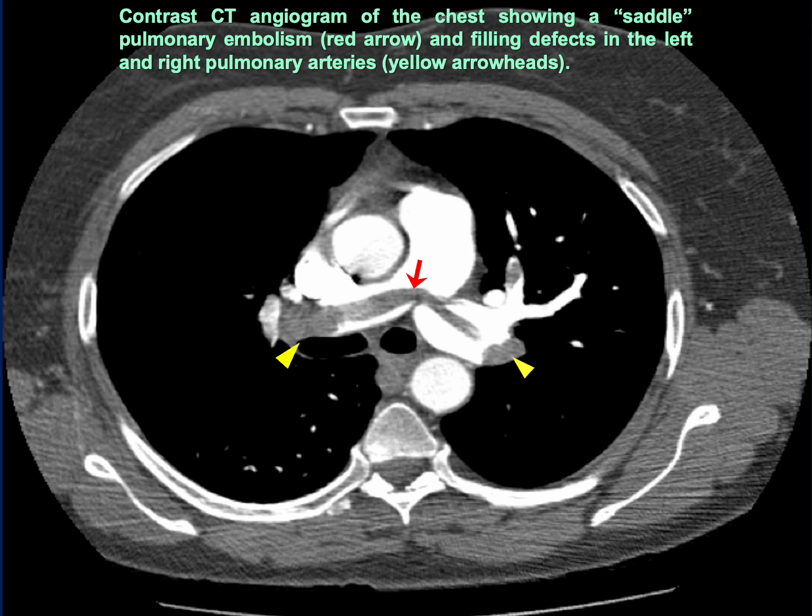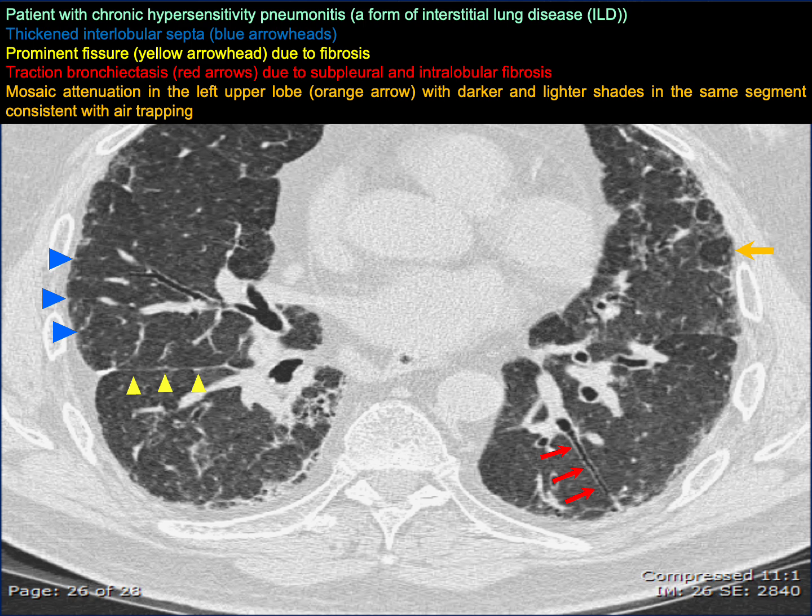This is called a saddle embolus because it's saddling the PA, or pulmonary artery, branches left and right. The yellow arrowheads show the actual clot burden. This is a high-resolution CT scan in a patient with chronic hypersensitivity pneumonitis. It is a form of interstitial lung disease.